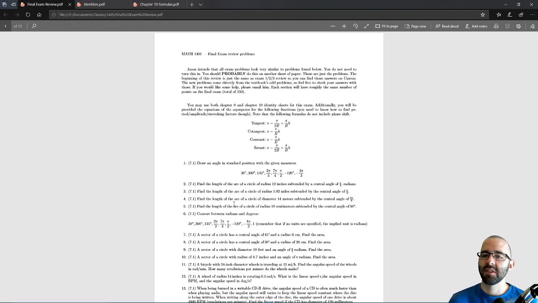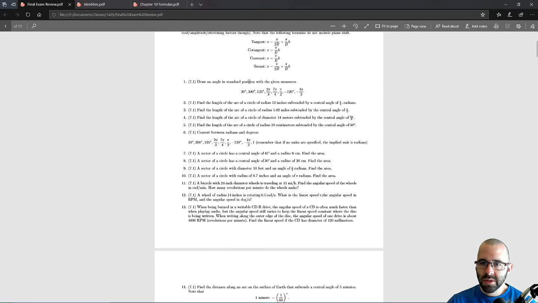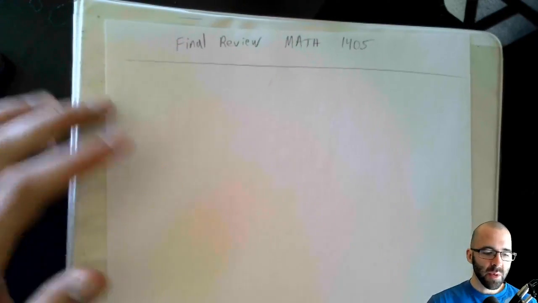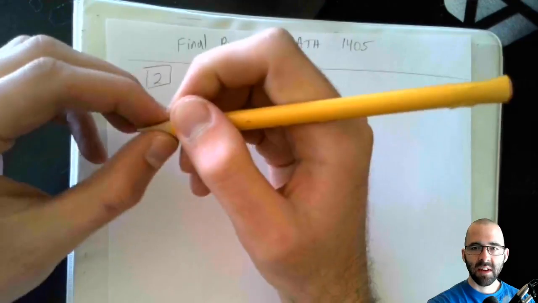Talk about some random sections and kind of go through the review sheet and see what we have. Okay. So drawing angles should be pretty good. People may not remember something like number 2 though. Find the length of an arc. And this one is actually, again, not as bad as you might think.